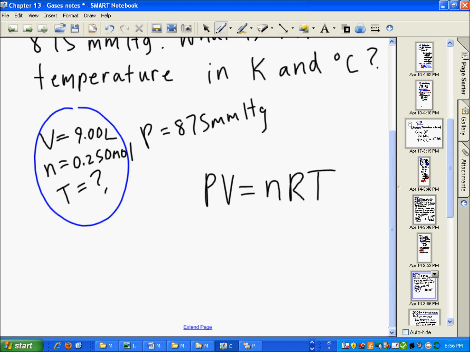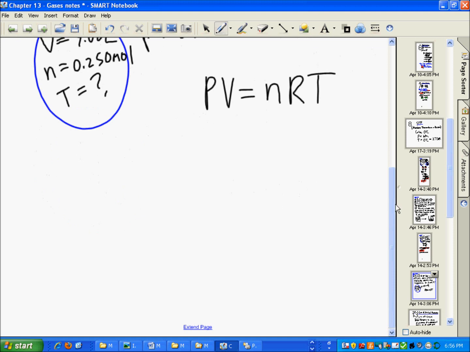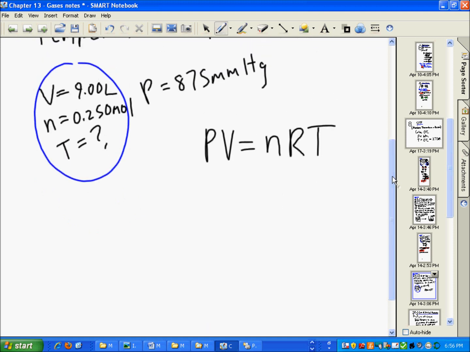What variable are we trying to solve for? T. So we need to rearrange this equation for T. So what do we have to move? We don't have to move the T. T is fine where it is. The N and the R. So we have to move N and R. So PV can stay where it is. T can stay where it is. Where did the N and R go? On the bottom, because they were on top. When we move to the other side of the equal sign, they go on the bottom.